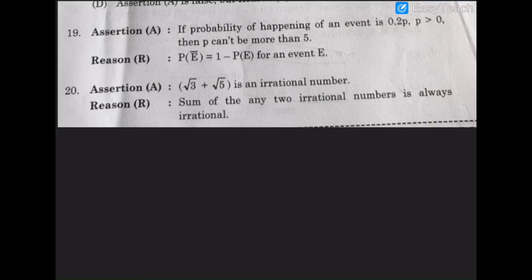Next one. If the probability of happening of an event is 0.2p, then p can't be more than 5. This is correct. So 0.2p is the given probability of the event. In this, p is coming out to be less than or equal to 5. So this is correct. Probability of not an event is equal to 1 minus probability of the event. This is also correct, but it is not the correct explanation of it. So for the 19th, B will be the correct answer.